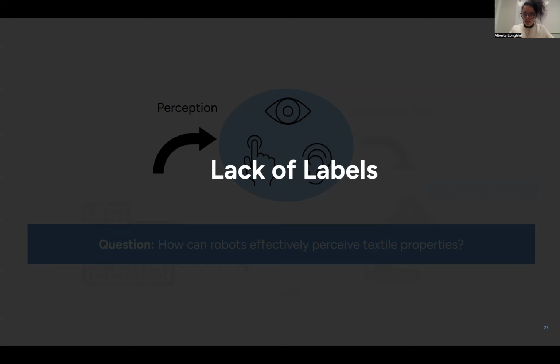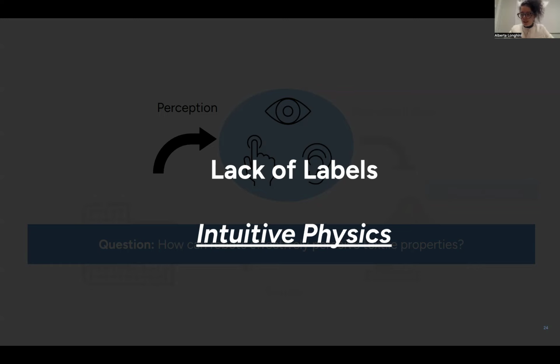And a way to tackle this issue is to use the concept of intuitive physics. Intuitive physics is the human capability of gaining an understanding of how the physical world works just by interactions, without having a precise knowledge of the real physics, but just by observing how the world behaves, how interaction outcomes are, and forming this sort of intuitive understanding of the physics without precise labels.